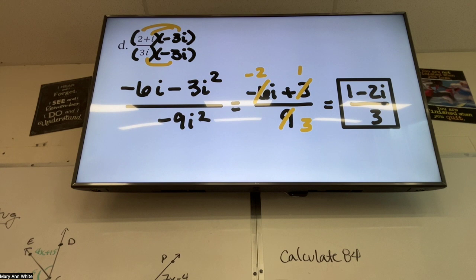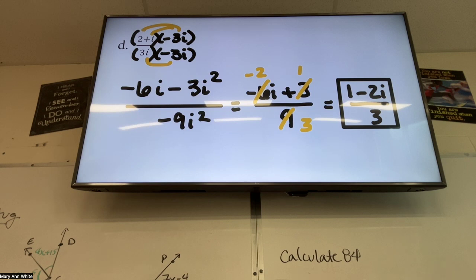So when I multiplied by negative 3i, that gives me negative 9i squared. And then i squared is negative 1, so negative 9 times negative 1 is a positive. Great. Okay. Did you get different signs on top? Okay, well then you messed something up.